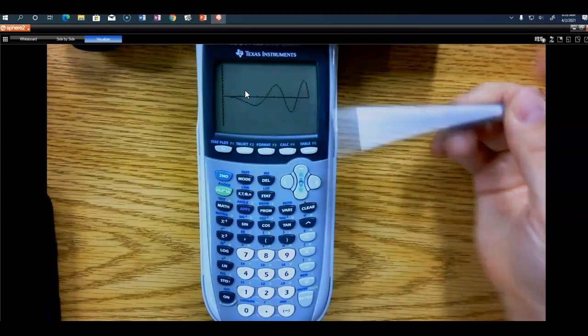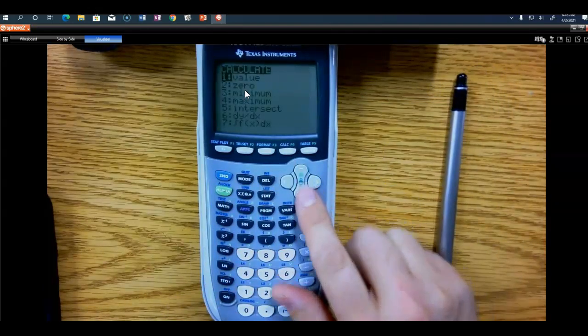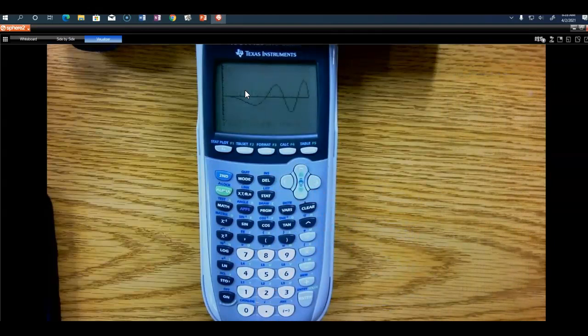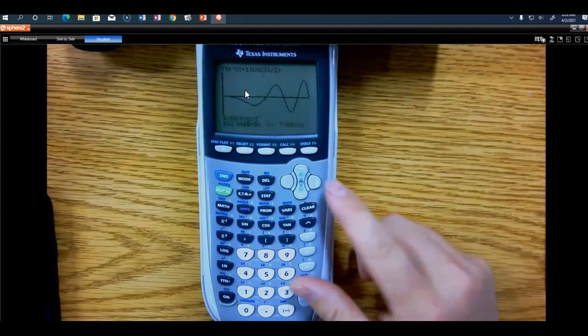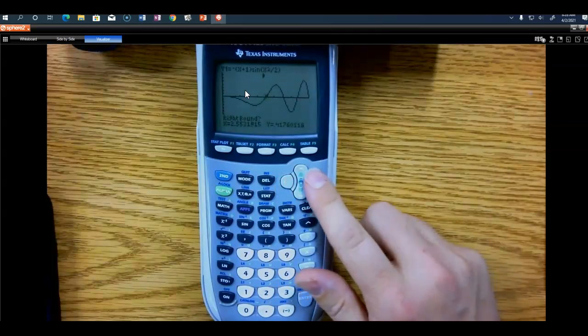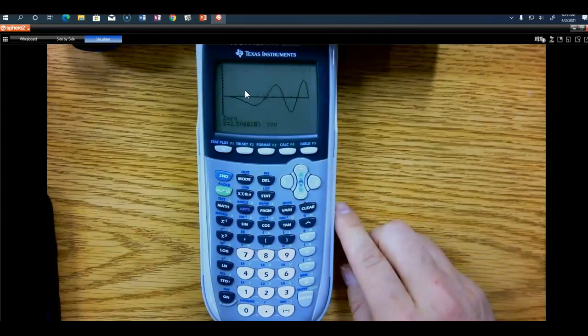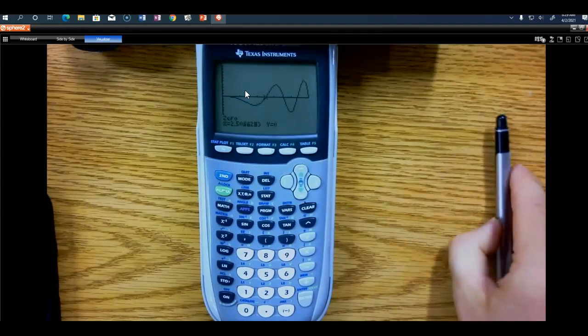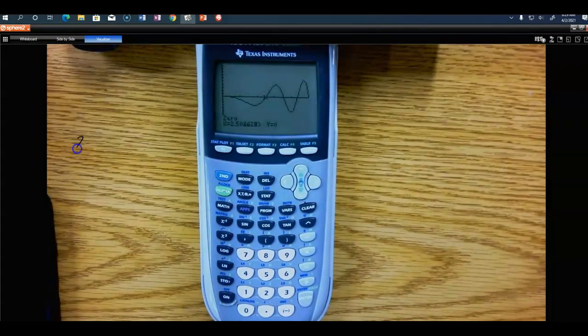So I'll find these 3. So we're going to go ahead and push second, and we're going to push calc. And the way you find where it touches the x-axis is you push number 2 for 0. And you pick a point to the left of the x-intercept that you're looking for, and to the right of the x-intercept you're looking for, and then you push enter again, and it tells you where that's at. Okay, so we have 2.507 is one of the places where it is touching the x-axis.